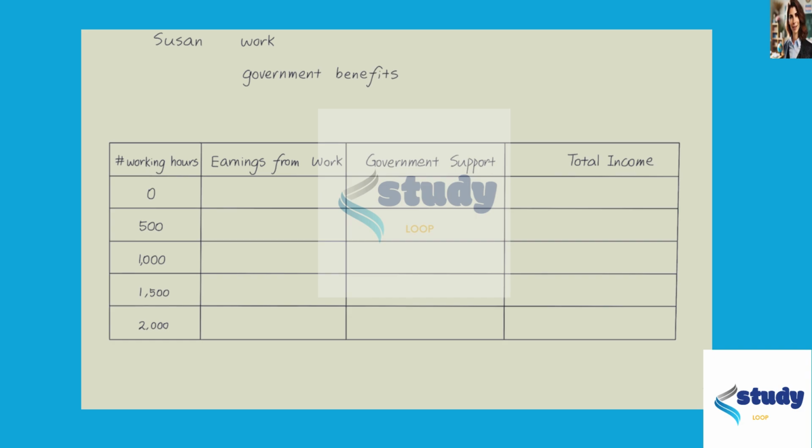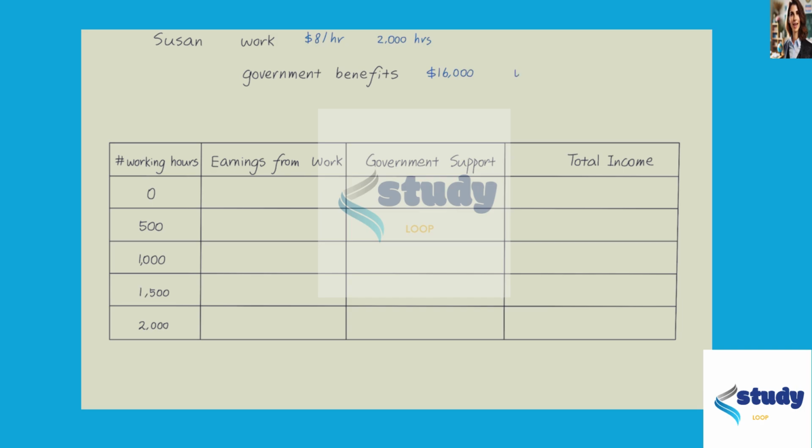Susan is a single mother with 3 children. She can earn $8 per hour for up to 2,000 hours per year. However, if she does not earn any income at all, she will receive government benefits totaling $16,000. For every $1 of income she earns, her level of government support will be reduced by $1.